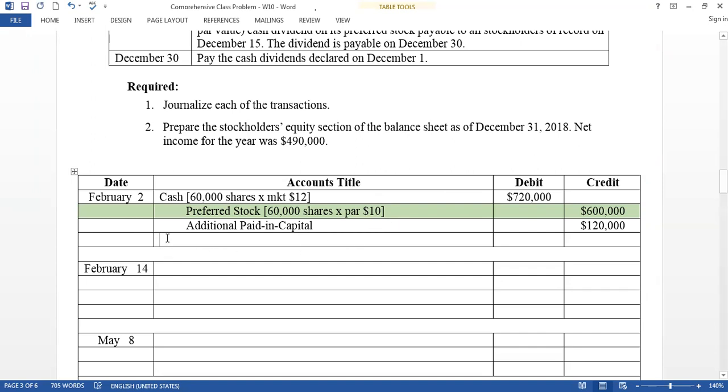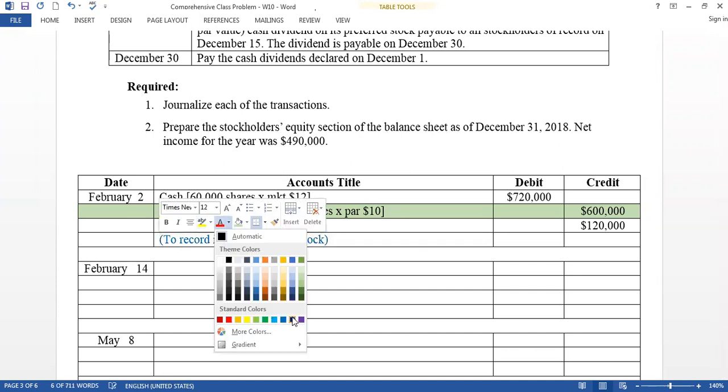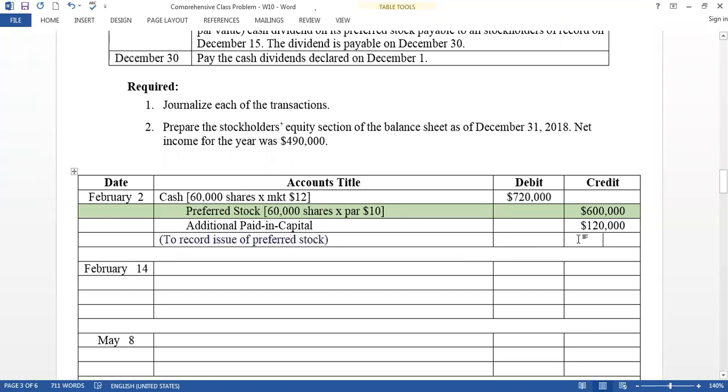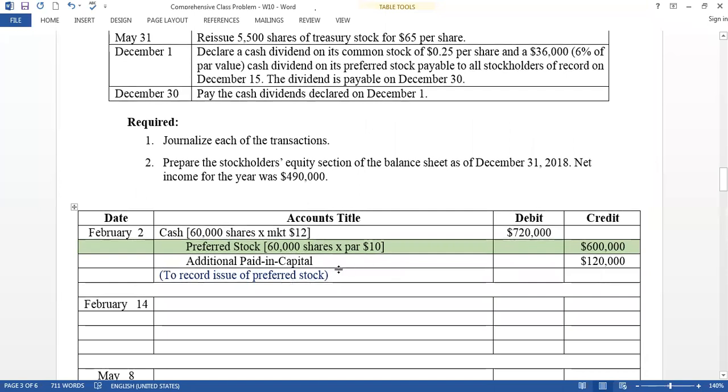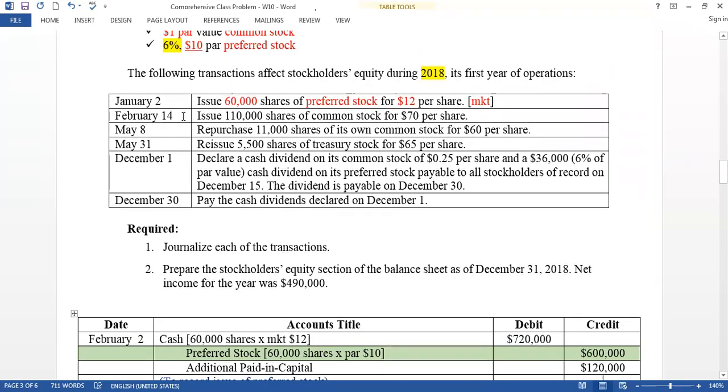So now we have to write the narration in the exam to record issue of preferred stock. This is the short narration you have to write. So this is the journal about issue of preferred stock: par value, and we record gain, additional paid in capital, and we receive cash.